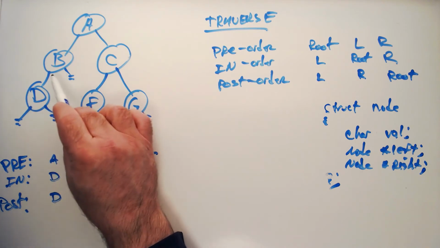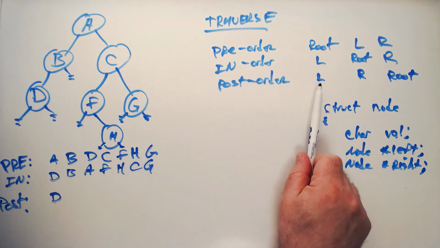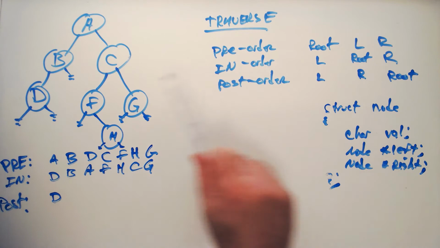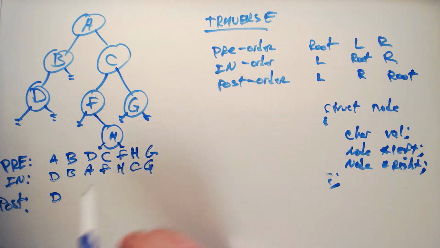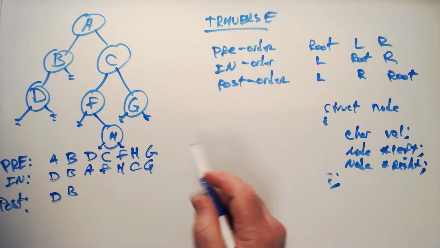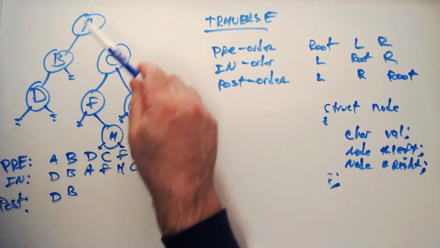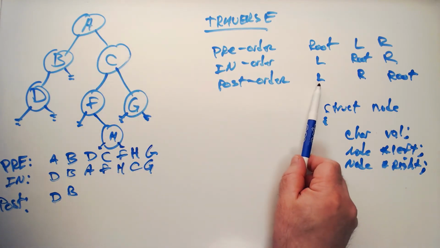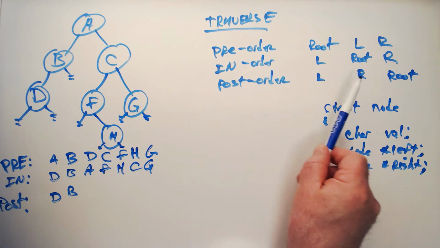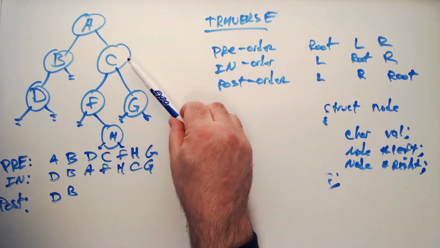So now he returns to work in progress at B, who has just finished his left tree. B then moves on to his right tree. Nothing to do. Comes back, visits himself. Okay, now B is done. Return to work in progress up here at A, who just finished his left child. So A now visits his right child over here, which is C.